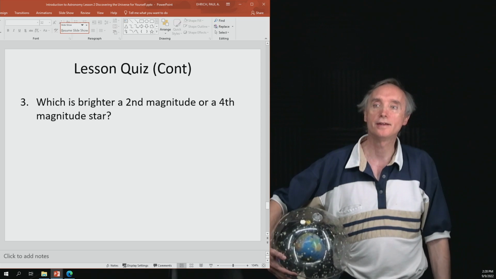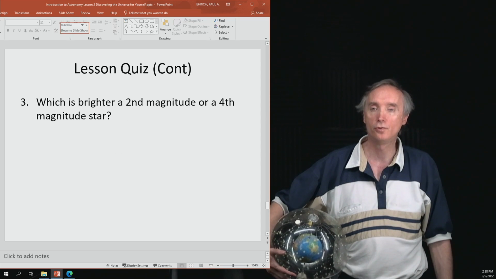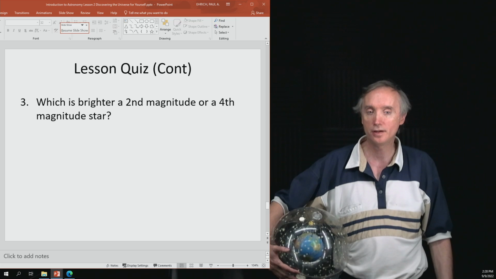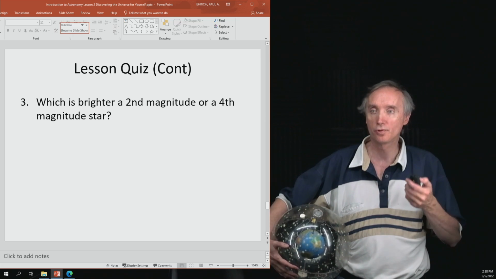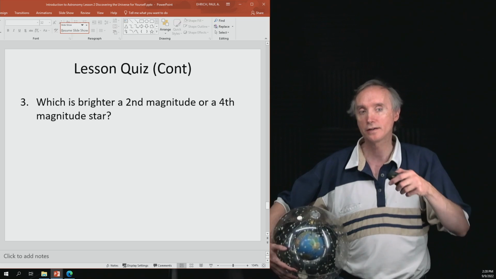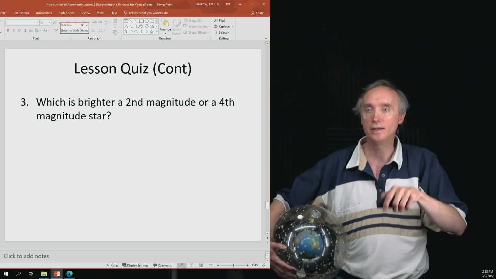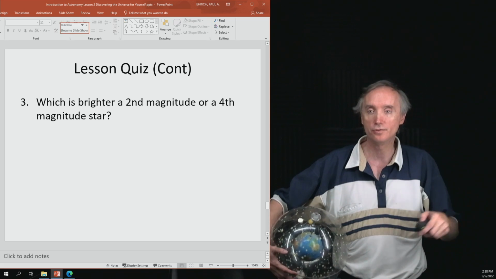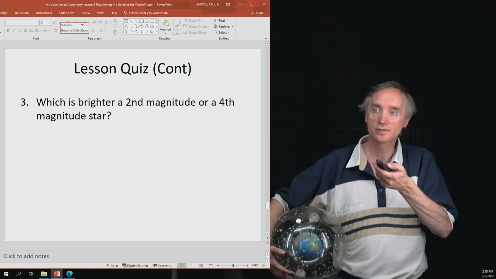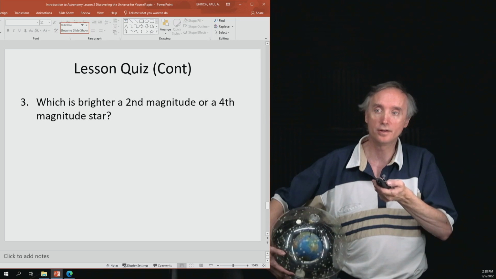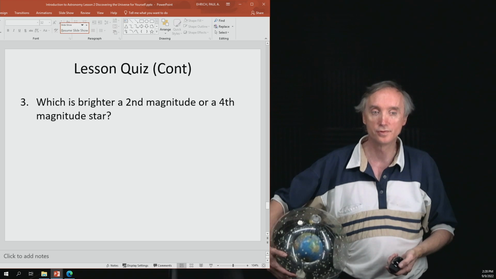Which is brighter, a second magnitude or a fourth magnitude star? Now be careful, because the ancient Greeks said the brightest star was the magnitude 1, and then they get progressively dimmer as you go down to a magnitude 7. Okay, so the second magnitude star is going to be brighter than the fourth magnitude star.